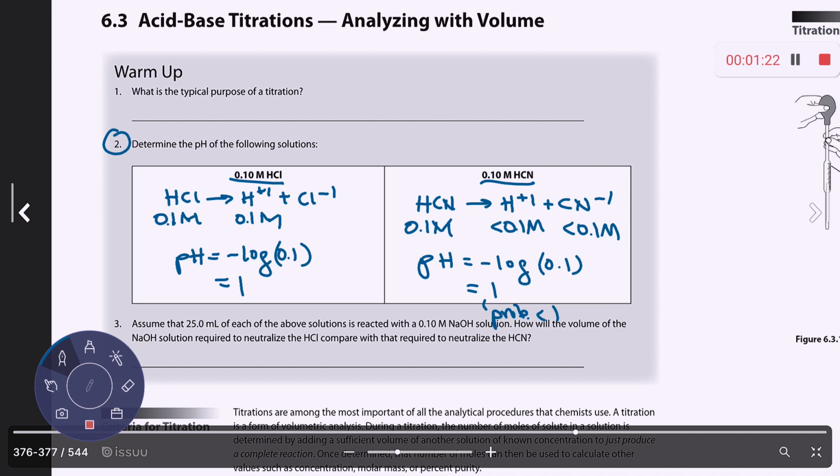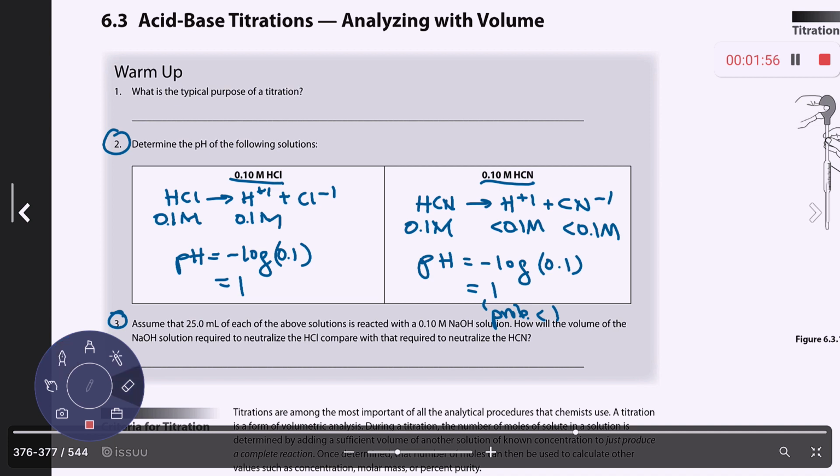Number 3, assume that 25 mils of each solution reacts with 0.1 molar NaOH. How will the volume of the NaOH solution required to neutralize the HCl compare with that required to neutralize the HCN? Well, they say that the volume of NaOH would be the same to neutralize each. In reality, we should do an experiment to see that, okay? To see if the percent ionization of HCN contributes to its pH being slightly different.